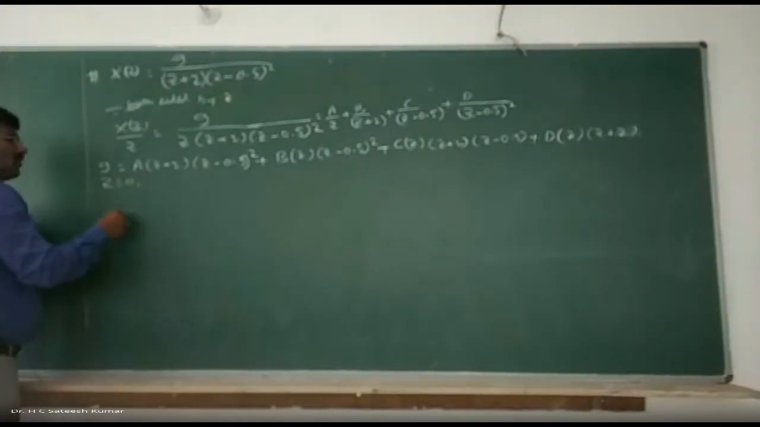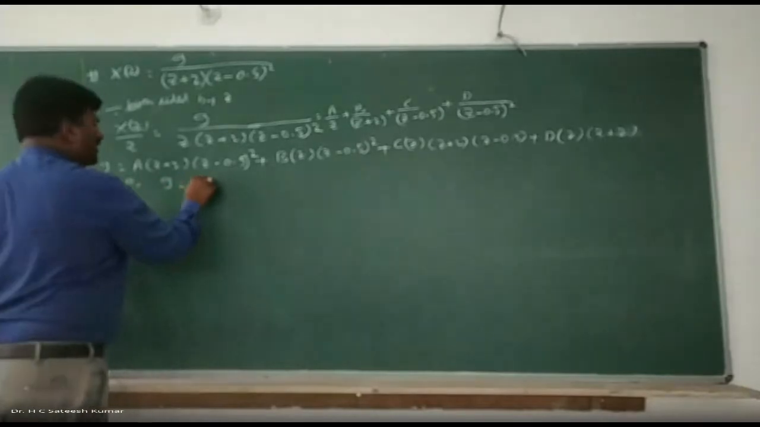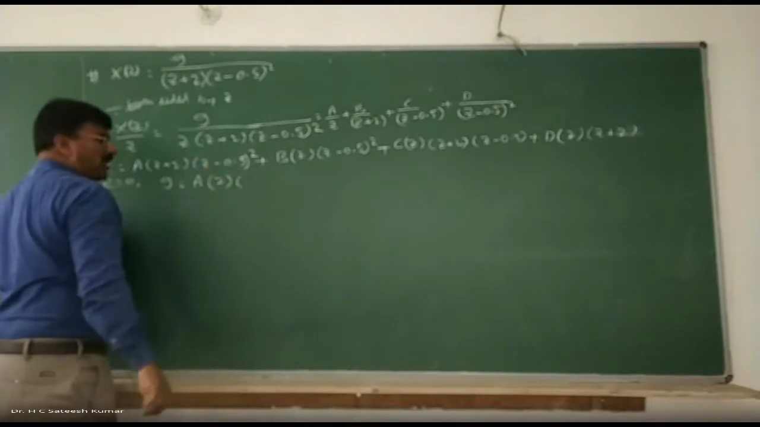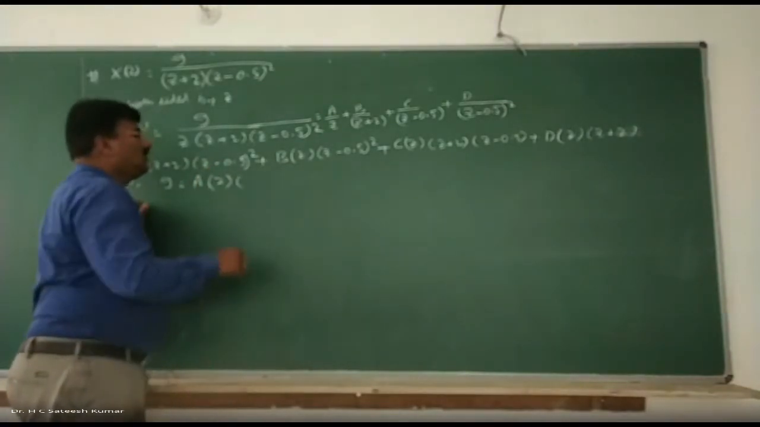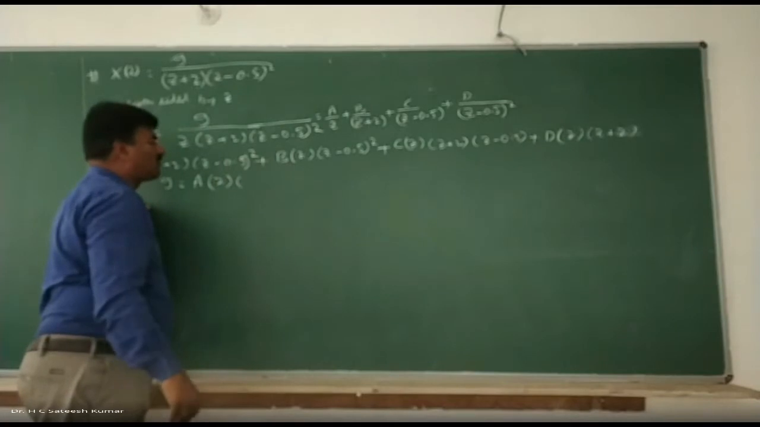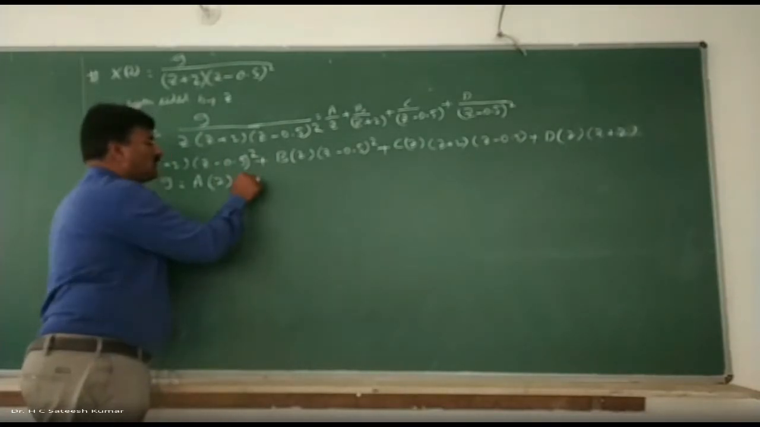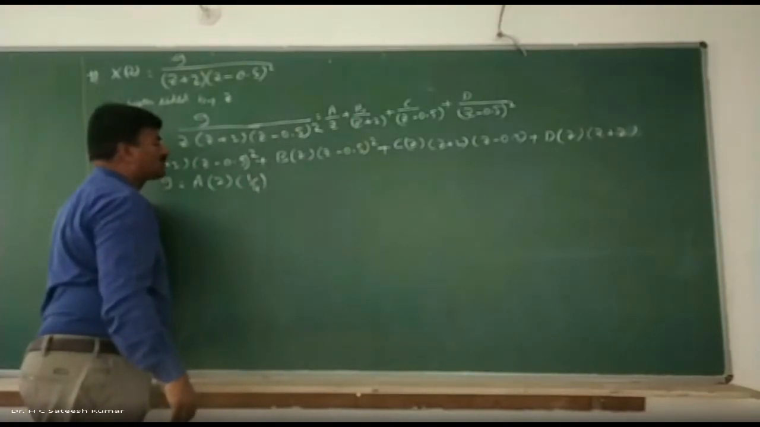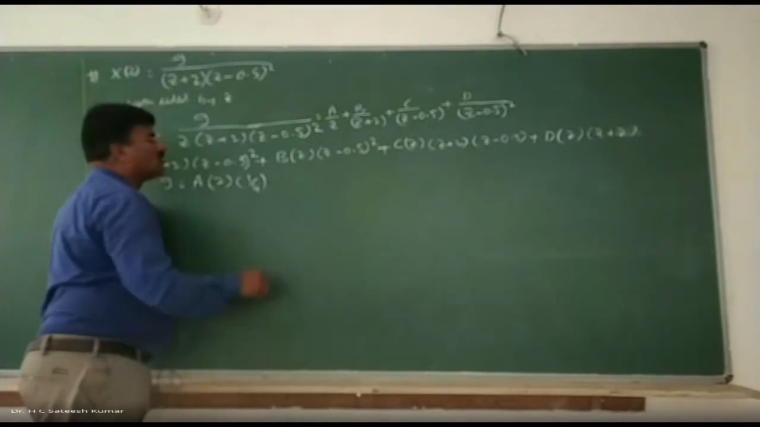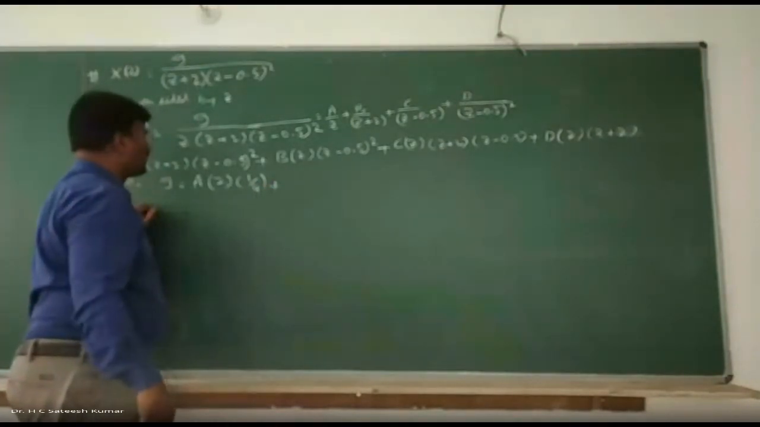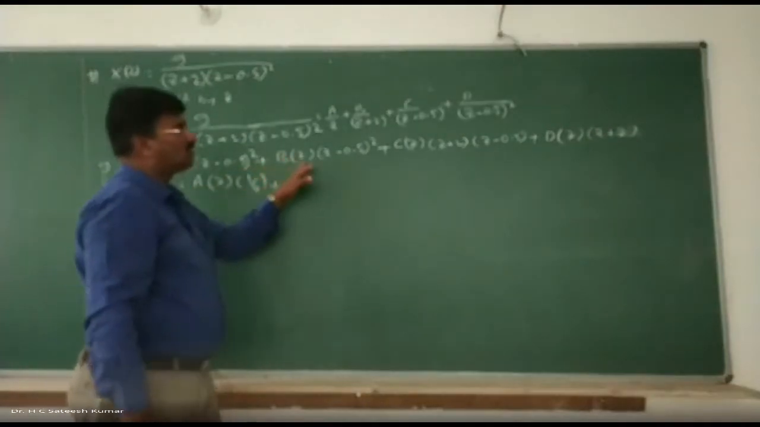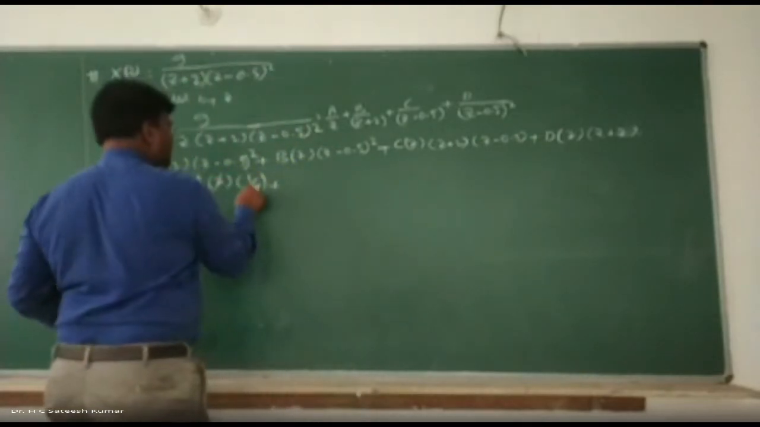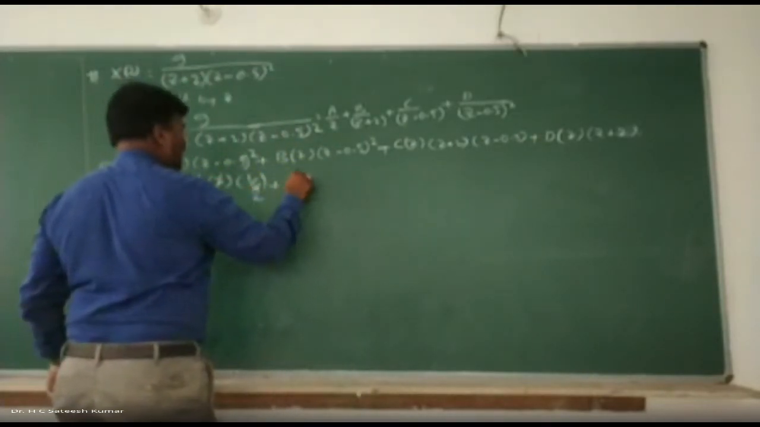Z is equal to 0, what will you get? 9 is equal to, first term you will get it, a into, z is equal to 0, so 2 into minus 0.5. 0.5 is what? Half, no? Minus half square is plus 1 by 4. Put z is equal to 0: this will become 0, this also will become 0, this also will become 0. So therefore, what will you get? 2 times 1 by 4 is half, and therefore a is equal to 18.